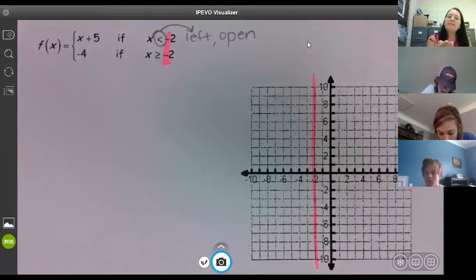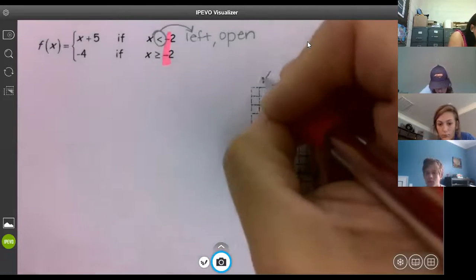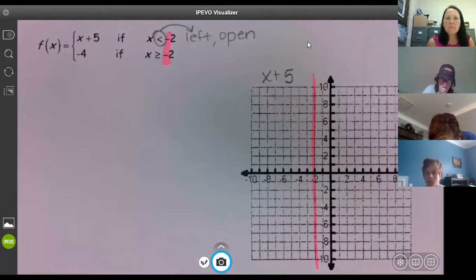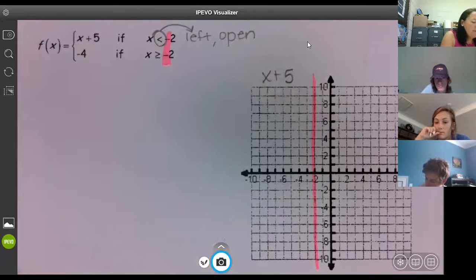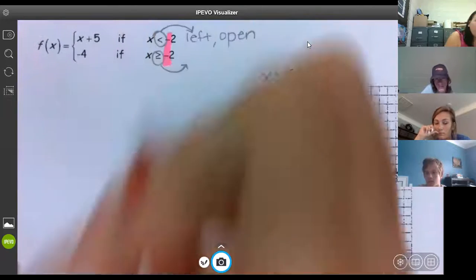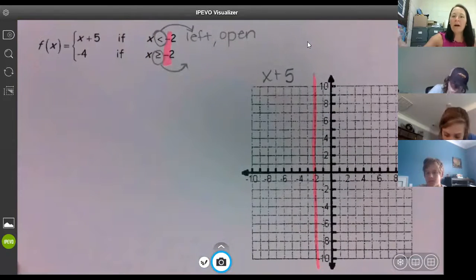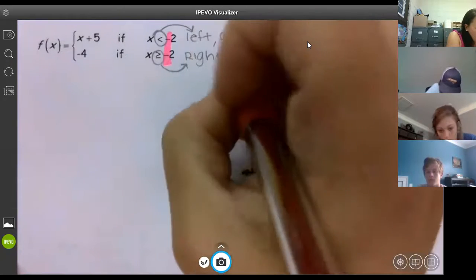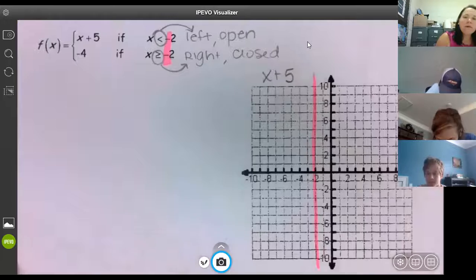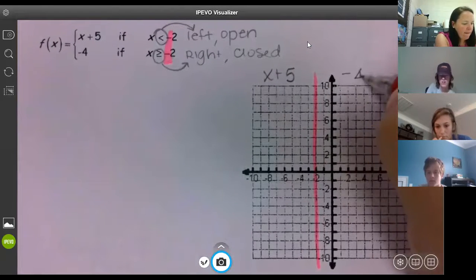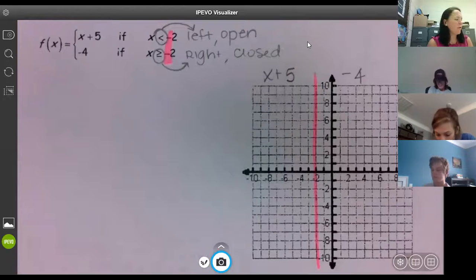So this one is going to be on the left side. I'm going to go ahead and put my function up here. That just helps me remember, okay? And then the other one, we already put the -2. This tells us because it's greater than, it's going to be on the right side of -2. And since it's equal, it's going to be a closed point on the boundary. And I just write it up there to remind me.